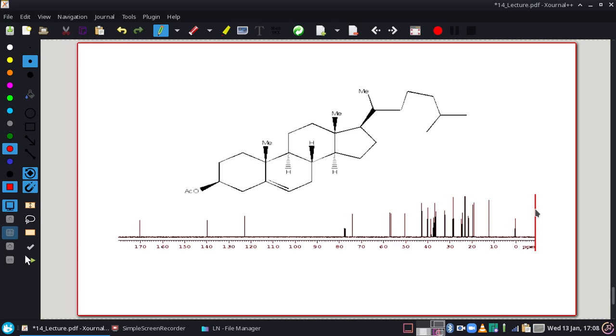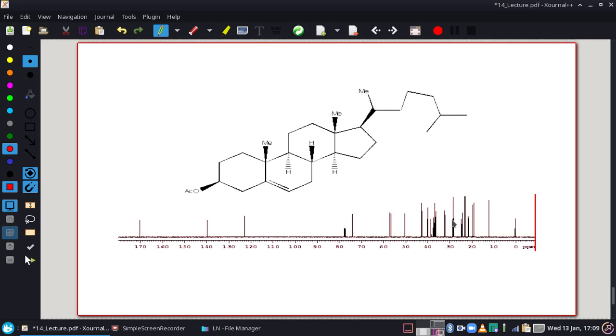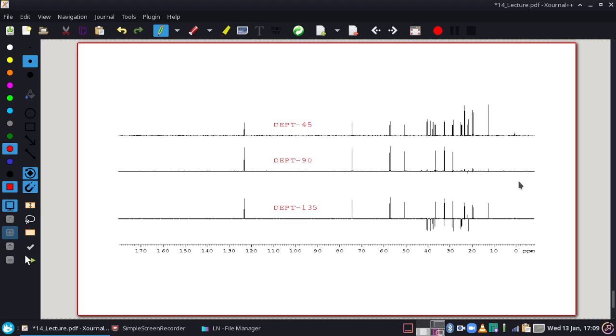All right, so what DEPT does for us is it splits it up. So the very first thing we do is we actually get a normal NMR, and then we do what they call DEPT 90, which only causes the CHs to appear. So if it's carbon without any hydrogens, or carbon with 2 hydrogens, or carbon with 3 hydrogens, it doesn't even show up there. And then our 135 gets the odd number hydrogen ones to show up positive, and the even numbers to go negative. We get something that turns this into this.